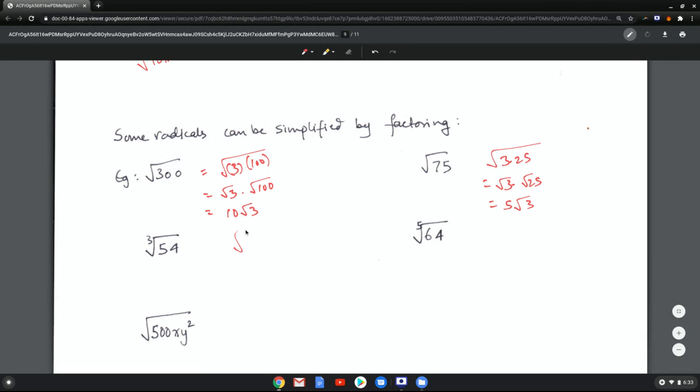Cube root. This is cube root of 2 times 27, which is cube root of 2 times cube root of 27. Cube root of 27 is 3, so it's 3 cube root of 2. Fifth root of 64. So recall, 2 to the power 5 is 32. So this is 2 multiplied by 32. So it's fifth root of 2 times the fifth root of 32, which is 2 times fifth root of 2.